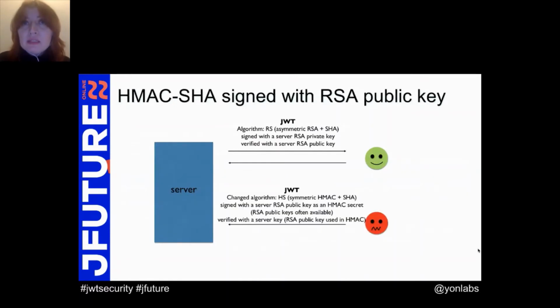Let's take a look at the attack scenario. For a regular user, the server generates a token signed with a server RSA private key, and the server verifies a sent token with a server RSA public key. For a hacker, the hacker generates a token signed with the server RSA public key used as an HMAC secret, and then the server verifies the token using the algorithm set by the hacker, and the server uses its public RSA key for verification. So that's it. A hacker can hijack any session.